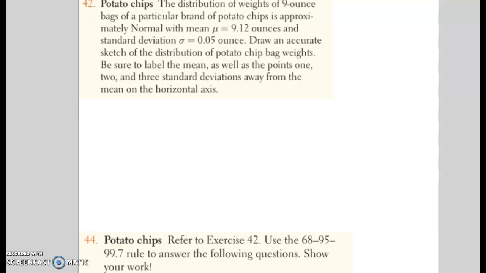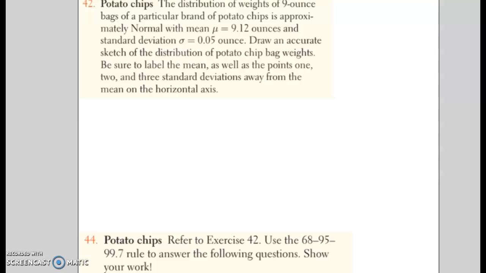Hey everybody, in this video I'm going to go over the homework problems from last night and explain how to use the empirical rule when solving these. After the video is over, I also have quizzes posted with problems that are very similar, so all the problems will work out just like these two do. Let's start with 42.